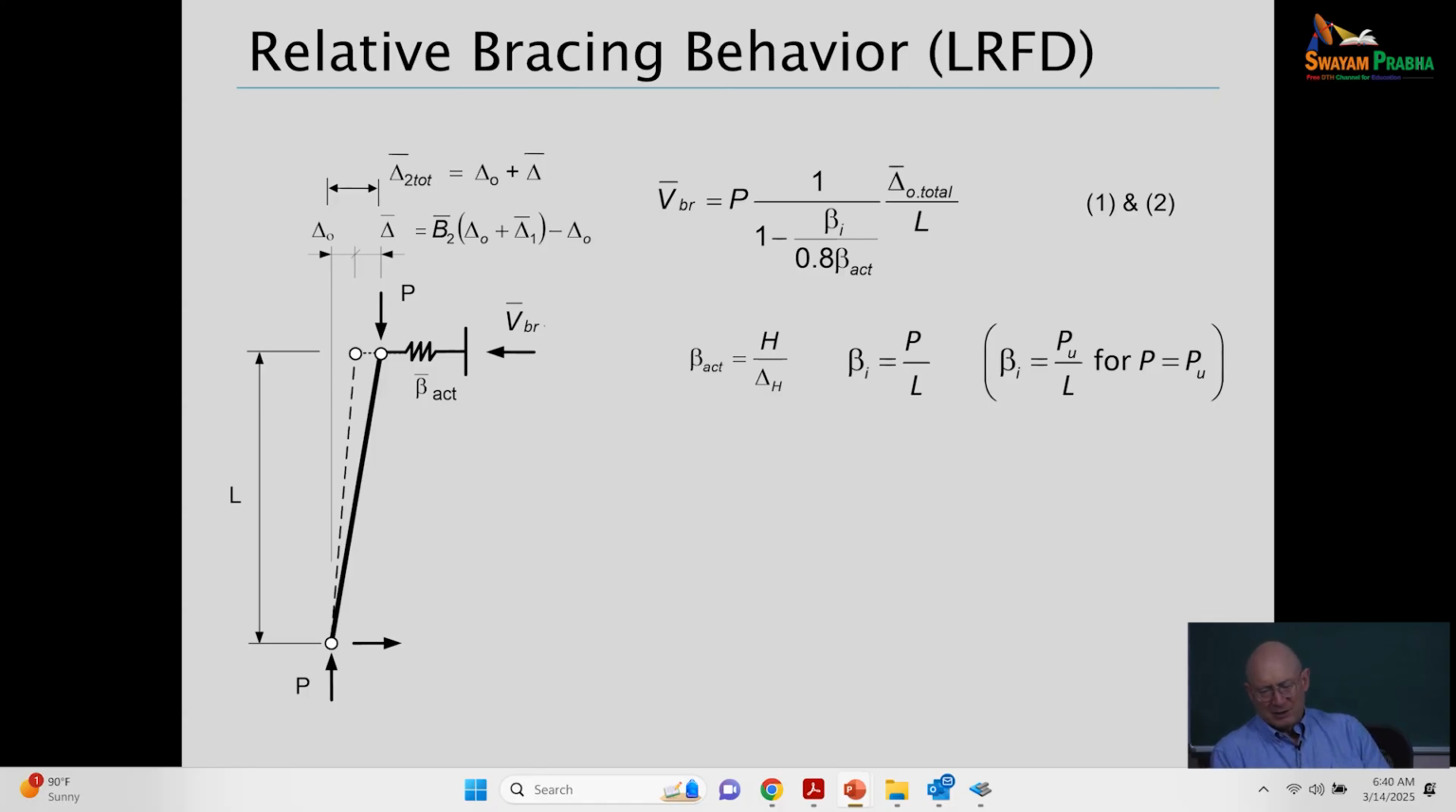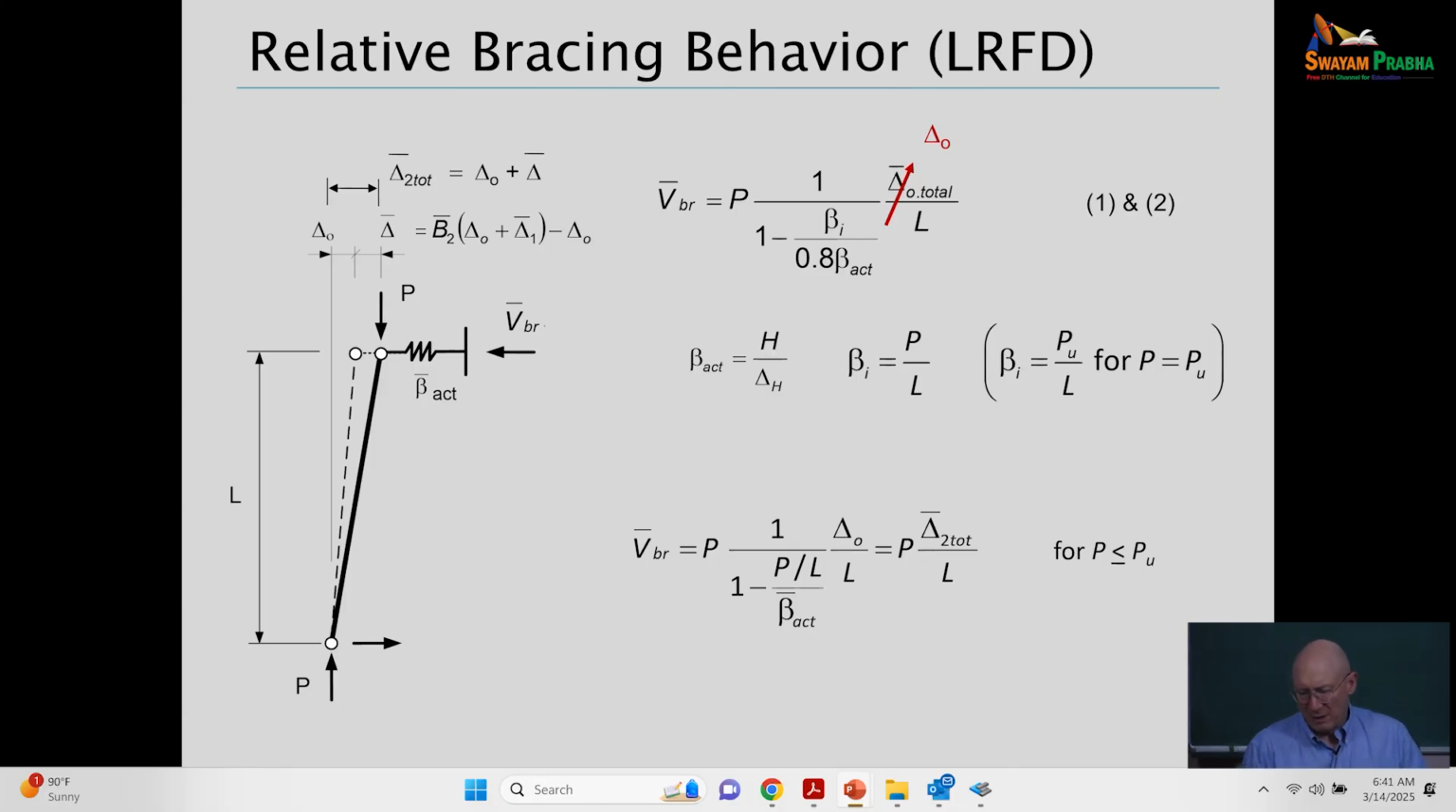And same for beta actual, the ideal bracing stiffness is P over L. That's good. Beta I is PU over L when P is equal to PU. So if we make these substitutions into the equations at the top of the slide, we end up with an equation for a variable P that we're increasing from 0 to PU. So I have a P times a delta 2 total over bar. That would be the total side sway deflection at the top relative to the bottom for a given loading.